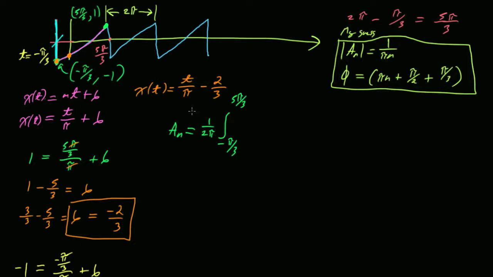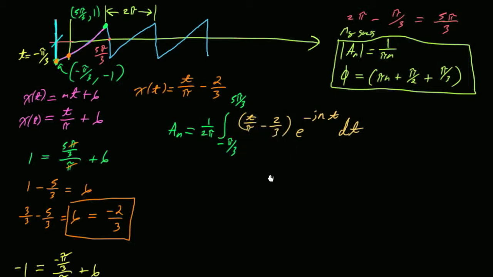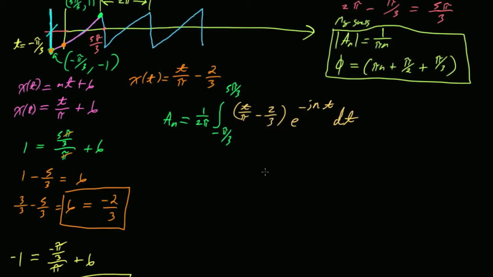X of t, which is t over pi minus 2/3, times e to the minus j 2 pi n over big T, where big T is 2 pi. So that's nice. That's just going to be n t dt. There it is, folks. There's your integral. What do you think? Two separate integrals. And guess what we already know? We've already solved one of those integrals, right?